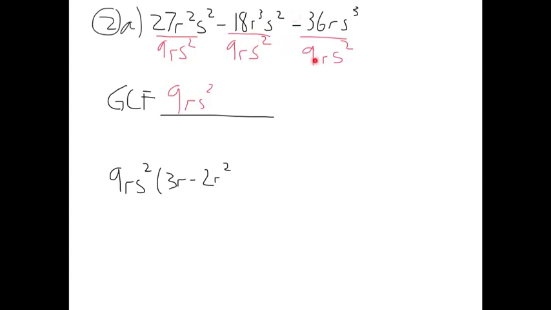Lastly, I've got negative 36 over 9. That is negative 4. R over R, those cancel, so I don't have to worry about them. S cubed over S squared would be S to the 1, or just S. And then I end my brackets. So, just to be clear, this is my answer. This is the factored form of what I started with.